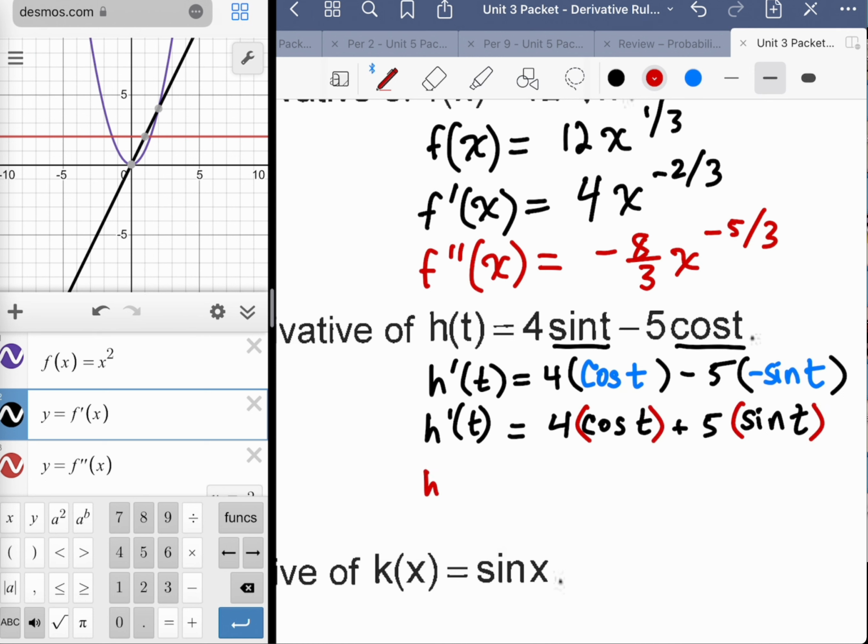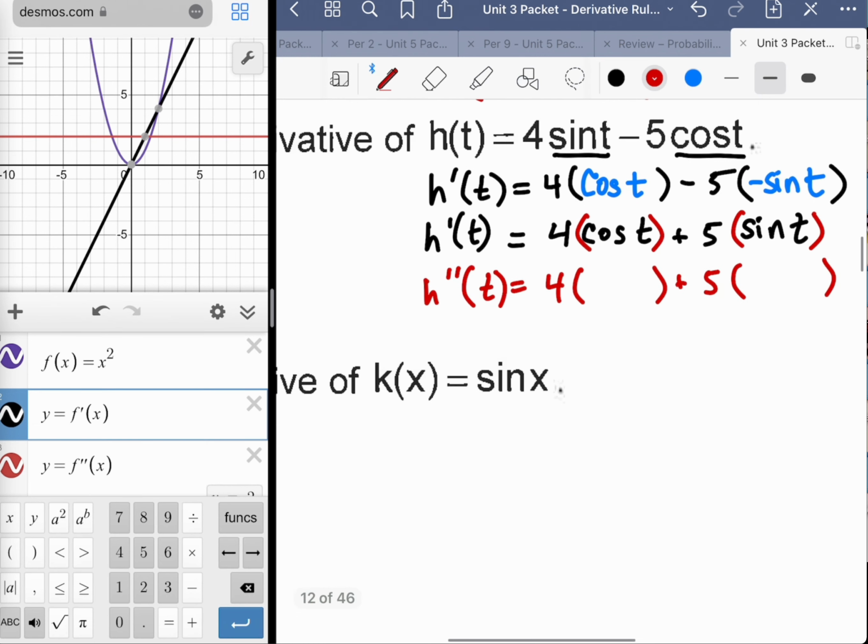To find my second derivative, I'm bringing the constant multipliers along for the ride. Then I'm taking the derivative of each part. So derivative of cosine again: negative sine, same negative sign as before. Derivative of sine: cosine. We're not inventing anything. When nobody's asking for the limit definition of a derivative anymore, this is just fact-based knowledge. You know the derivative of sine is cosine, and the derivative of cosine is negative sine.